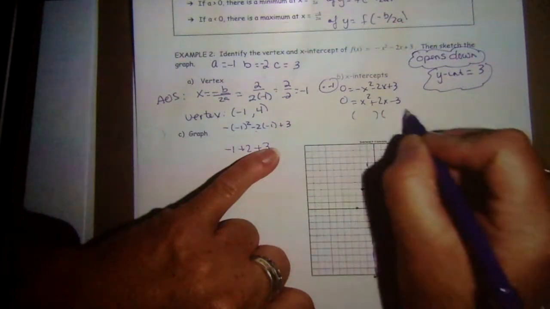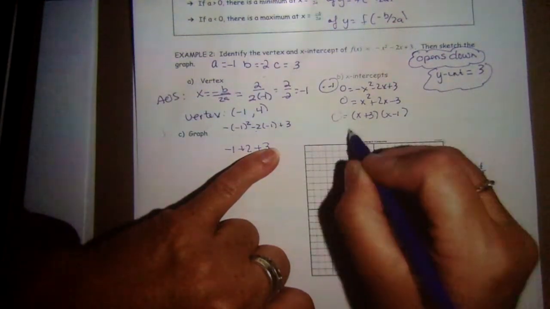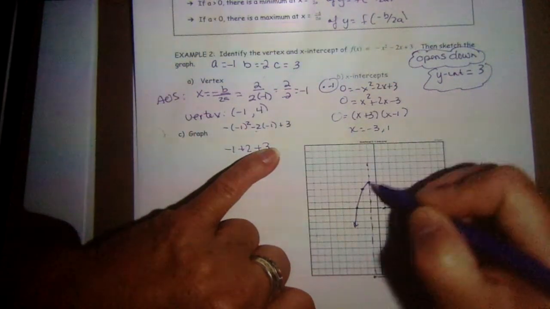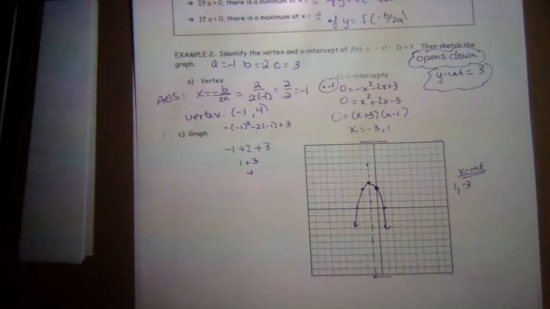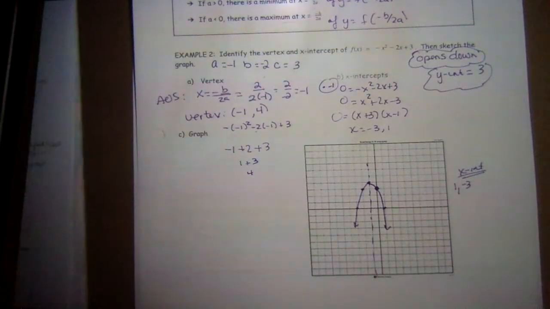Now this one factors easily. x plus 3, x minus 1. So we get negative 3 and 1, which is what we had by knowing the properties of our parabolas. Questions there? One not done.